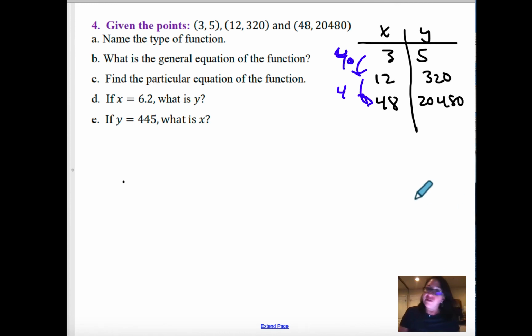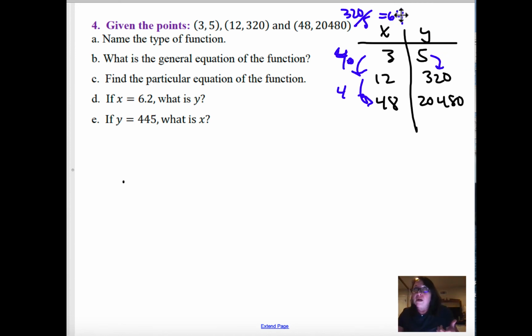And I get 64. So when I divided this by this, 320 divided by 5, I got 64. And now my question is, how can I relate that to this? Because if it's a direct variation, it has to be the same number, right? We're going to use 4 somehow.